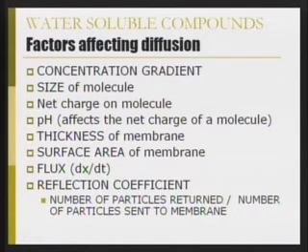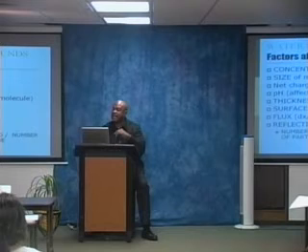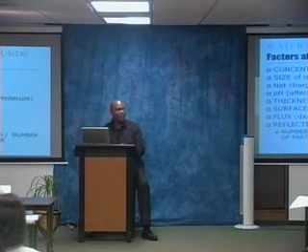So, Tamir, if I send 10 particles and nobody came back, so you got 0 over 10. That's a reflection coefficient of 0. You understand? All right? If I send 10 particles and all 10 came back, then that's 10 over 10. So that's a reflection coefficient of 1. So that means it's between 0 and 1. Everybody understand that? All right.